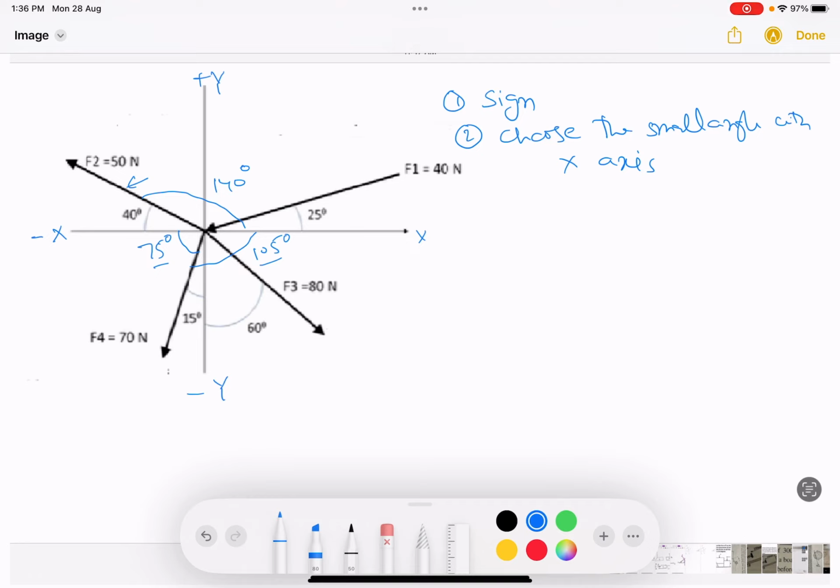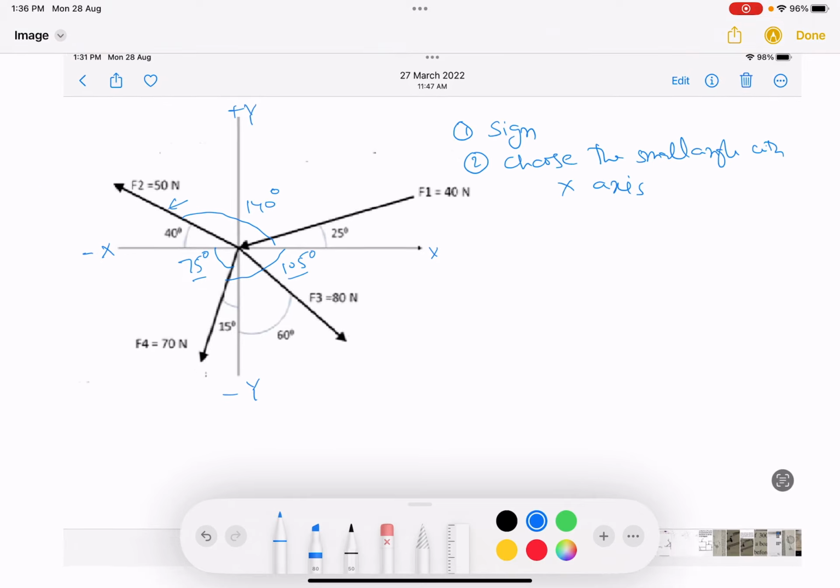So the second rule is choose the angle which the force makes with x axis, and that angle should be the smaller angle, because the force will make two angles with x axis. Choose smaller angle. That is second.